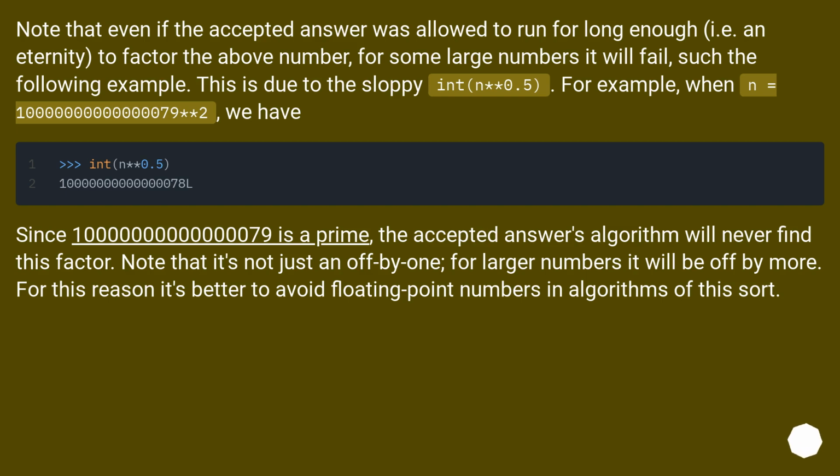Note that even if the accepted answer was allowed to run for long enough, i.e. an eternity, to factor the above number, for some large numbers it will fail, such as the following example. This is due to the sloppy int(n**0.5). For example, when n equals 10 quadrillion 79 we have the following. Since 10 quadrillion 79 is a prime, the accepted answer's algorithm will never find this factor. Note that it's not just an off by 1. For larger numbers it will be off by more. For this reason it's better to avoid floating point numbers in algorithms of this sort.